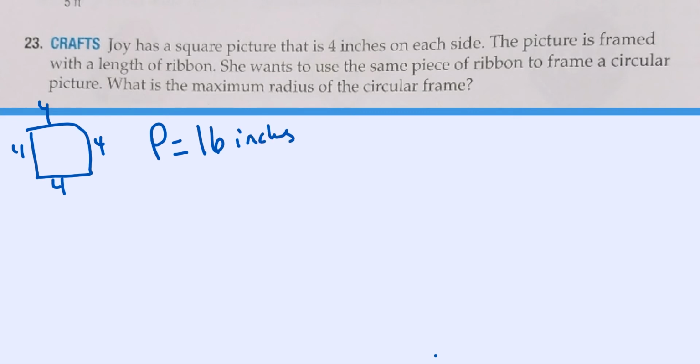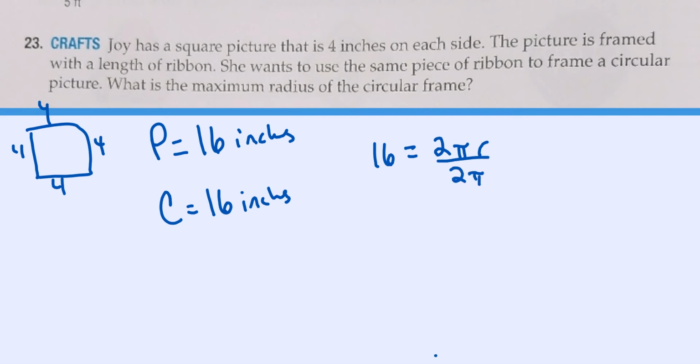She wants to use that same frame, that same ribbon, to frame a circular picture. So that means I know my circumference has to be equal to 16 inches. That's what I want. So what I have to do is I want 16 to equal 2 times pi times r. So the maximum radius you can have is going to be if I get r by itself. So I just divide by 2 pi on both sides, and r will be all by itself. So I say r is equal to 16 over 2 pi, and I just throw it in my calculator. And we get the biggest our radius could be is about 2.5 inches.